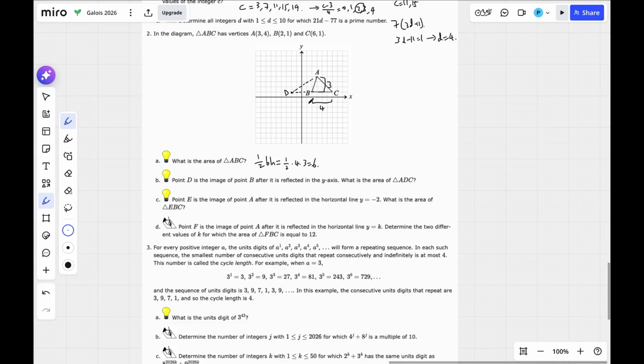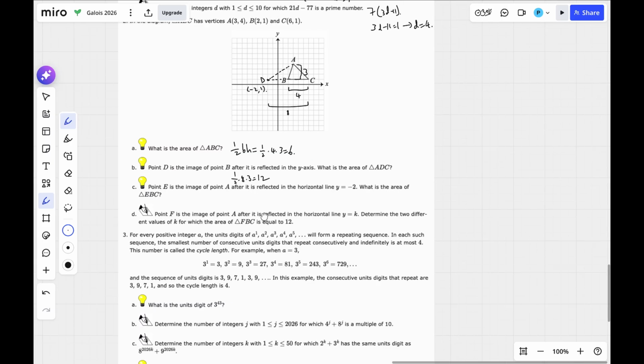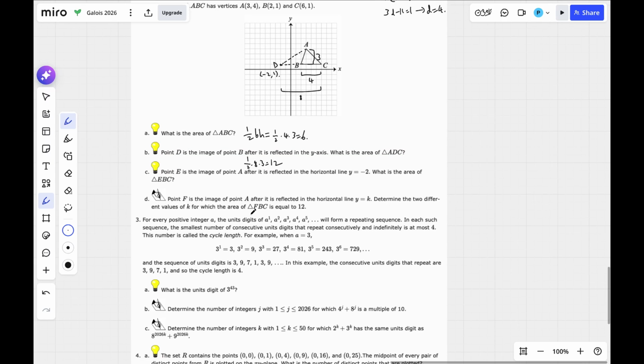For part B, we know that point D is the image of point B after it is reflected in the y-axis. So point D will be here. And we want the area of triangle ADC. So after reflection, we can calculate the coordinates to be (-2, 1). So now, instead of the base being 4, the base is 6 minus -2, which is 8. So now using the same formula, we have half times 8 times 3, which is 12.